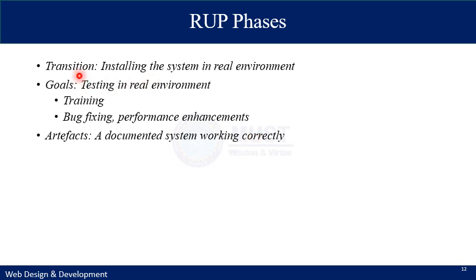The final phase is the transition. When the application is developed and tested, you have to install the system in the real environment. The goal is testing in the real environment, that your application actually works in the real environment with the specified performance. So you can also involve the training process in the transition phase, and you can also apply some bug fixing and performance enhancement as per the user requirement. So the end product of this phase should be a documented system working correctly in the actual environment.